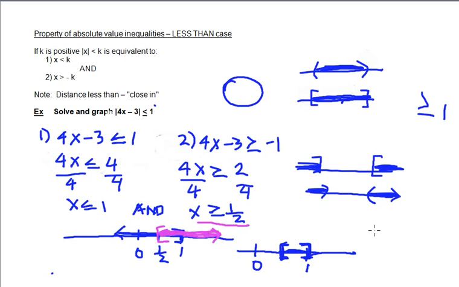If we wanted to write it in interval notation, we would say it's the interval beginning at the point x is 1/2, ending at the point where x is equal to 1. And if we want to write this in set builder notation, we could say that this is the set of x such that on the lower end we have 1/2 is less than or equal to x, and on the upper end we have that x is less than or equal to 1.